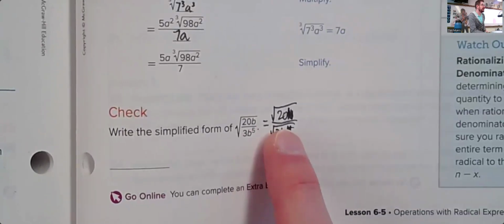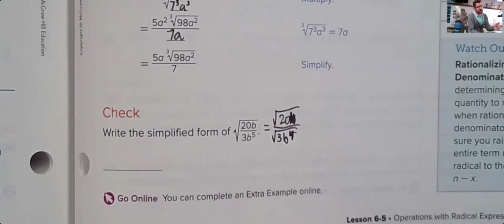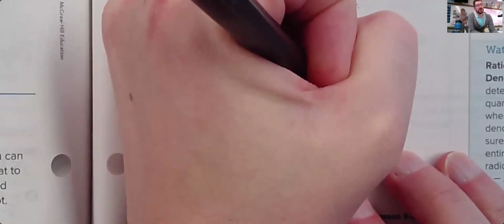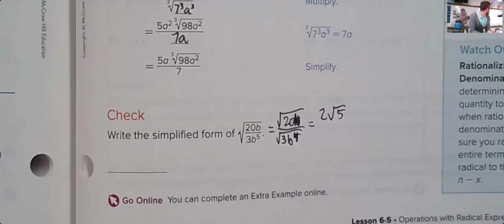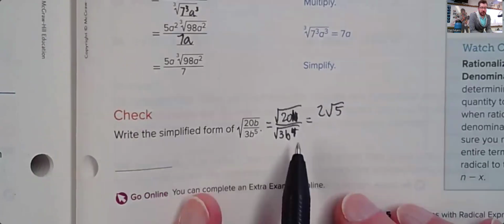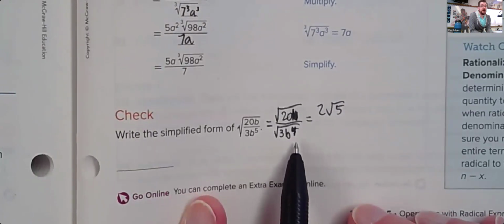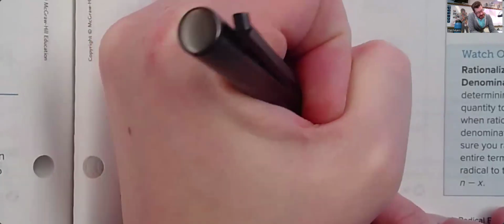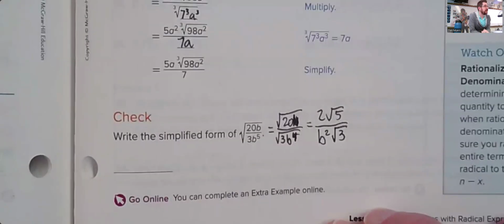Is there a perfect square factor of 20? What is it? 4. What's the square root of 4? 2. And then root 5 is what we have left. Good. So 2 root 5 on the numerator. And then on the denominator, b to the 4th power is a perfect square. What's it the perfect square of? What's the square root of b to the 4th? B squared. So on the denominator, we should have b squared times the square root of 3.